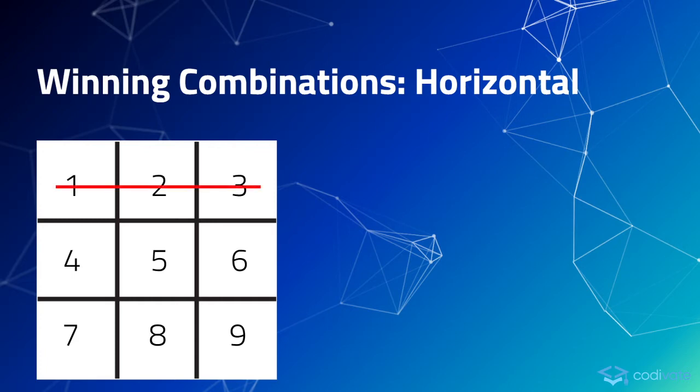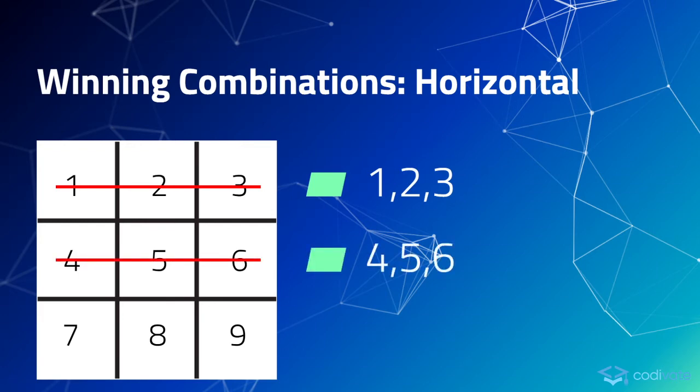The first possible winning combination is if the top row has 3 in a row. So this would be checking keys 1, 2, and 3. Then we check keys 4, 5, and 6. Then keys 7, 8, and 9.